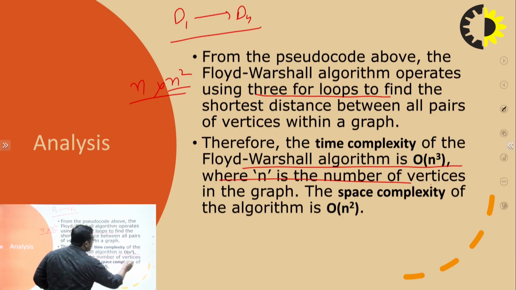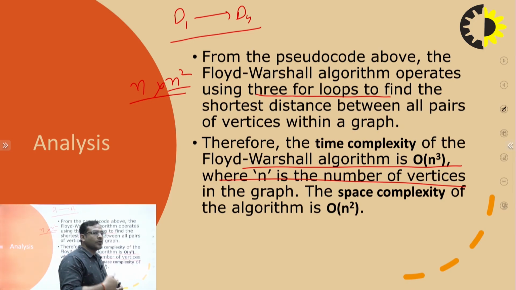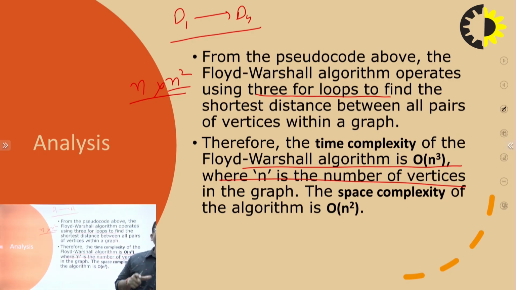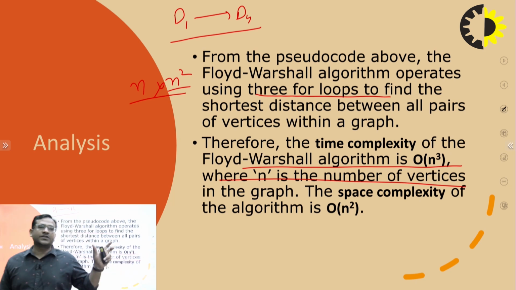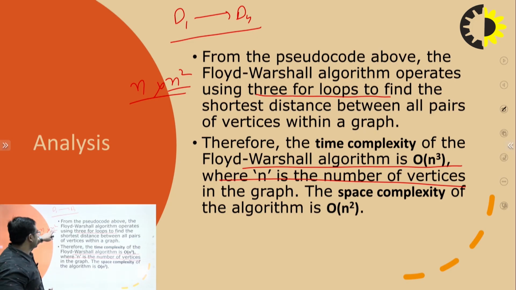So the total cost is that the Floyd-Warshall algorithm complexity is n cube, where n is the number of vertices. Alternatively, you can calculate it like the Dijkstra algorithm: the complexity of Dijkstra is n square, and it is applied n times because we have to find the all pair shortest path, while Dijkstra gives the single source shortest path. So when we apply Dijkstra n times, we get the same result, and the same complexity here.